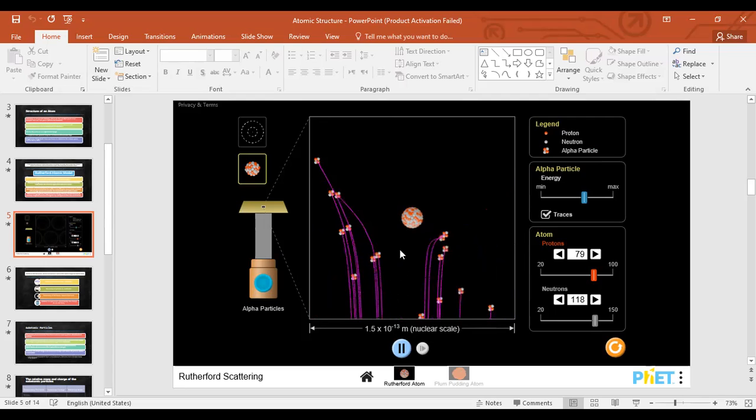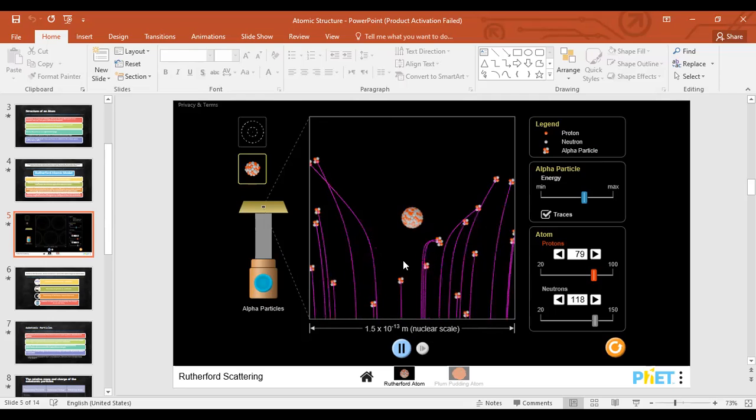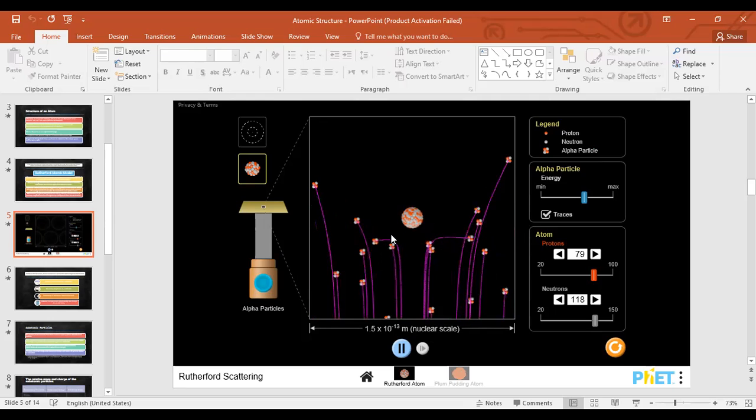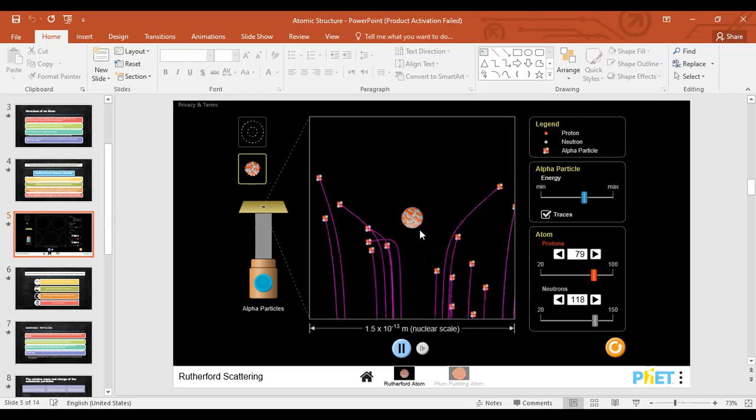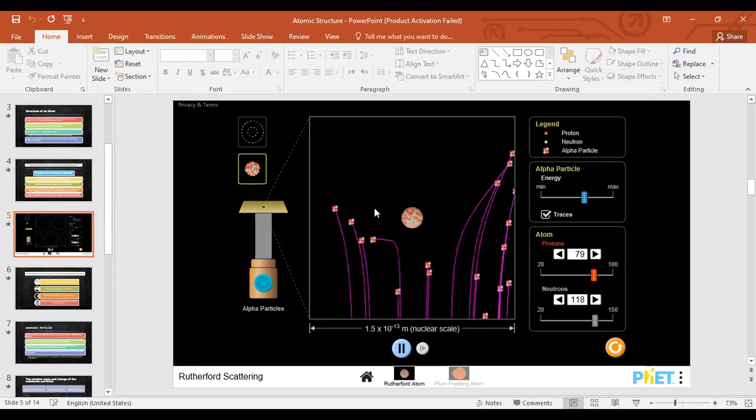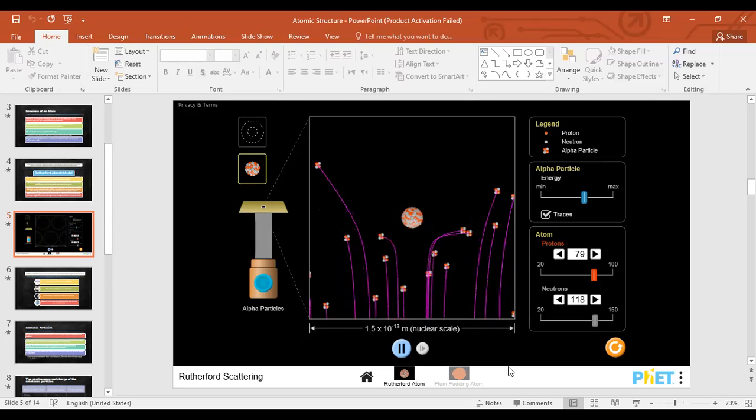The undeflection of alpha particles up till now shows that the atom contains too much empty space. Okay, let us move toward the next.